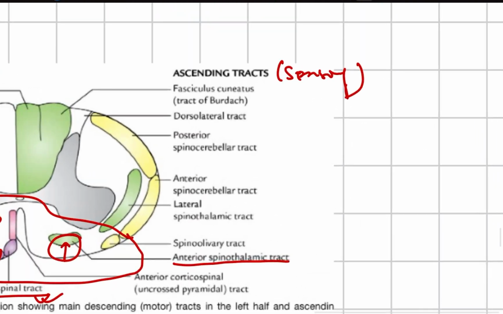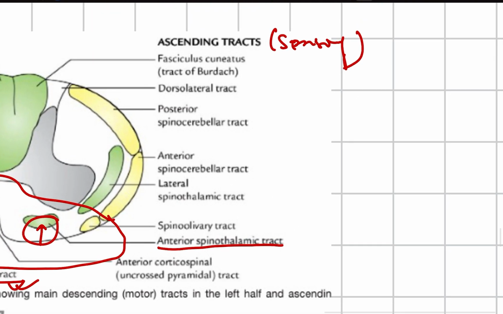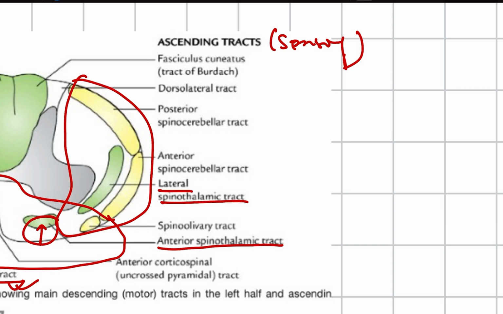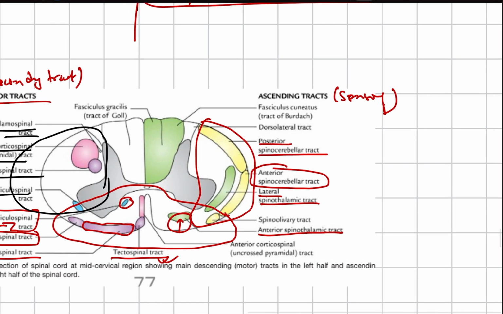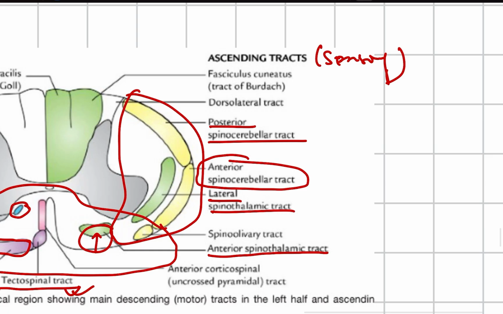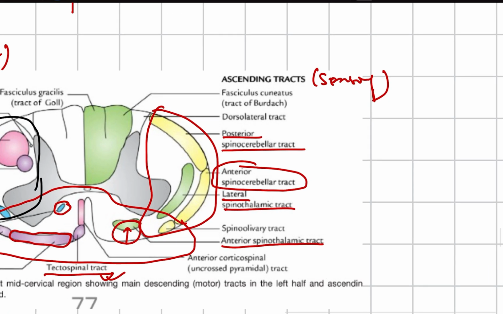Looking at this image on the lateral side, there is the lateral spinocerebellar tract, which is the lateral portion of the ascending tracts. Then there is the lateral spinothalamic tract, the anterior spinothalamic tract, then the posterior spinothalamic tract, and then the dorsal. These are the ascending tracts in the lateral white column.